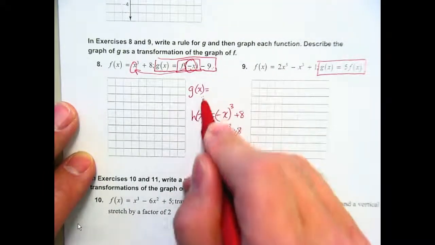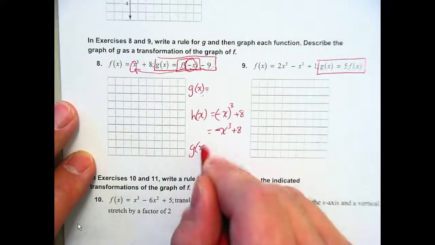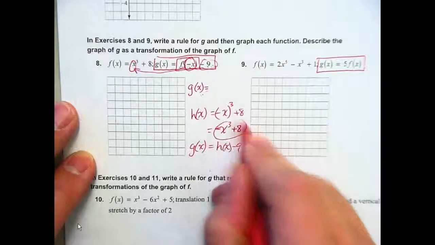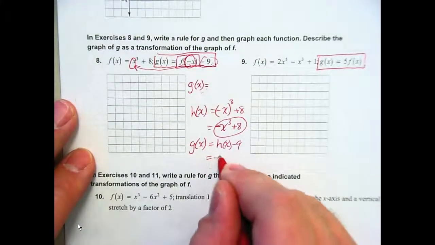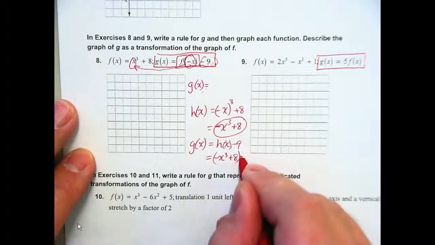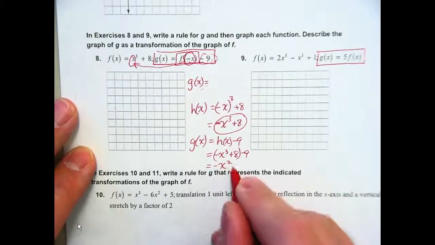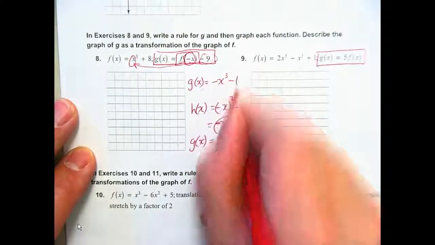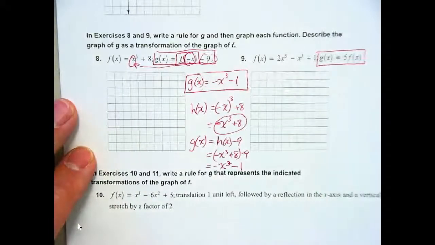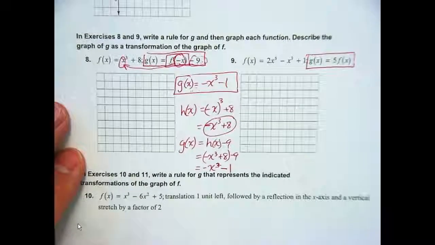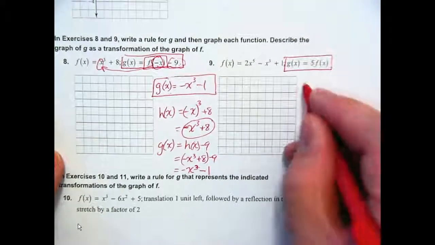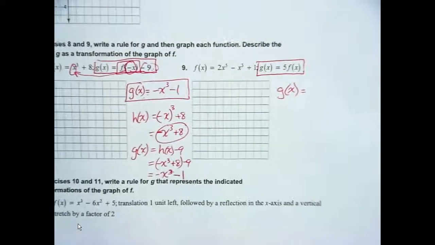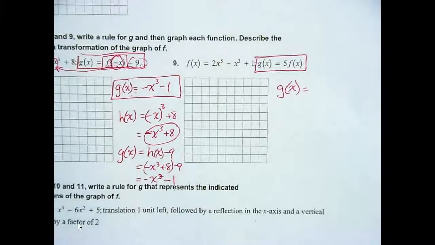All right. And then to get to the g of x, I'm taking h of x and I am subtracting 9 from it. So really, I'm taking this whole thing and subtracting 9. So it really becomes negative x cubed minus 1. Negative x cubed minus 1. So there's the function you would actually graph. Okay? Tell your neighbor what you have to do to number 9 to get to g of x. Tell them the new function once you got it.